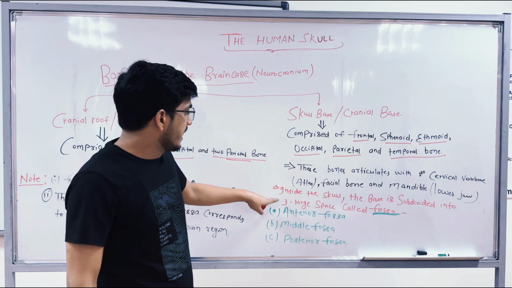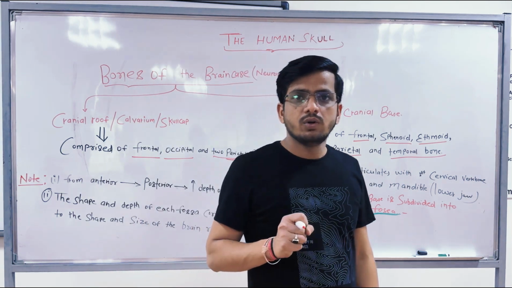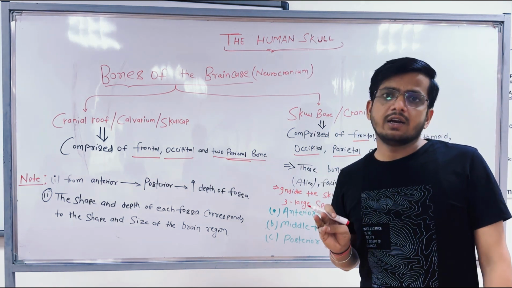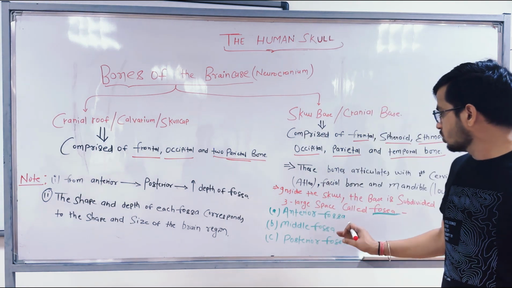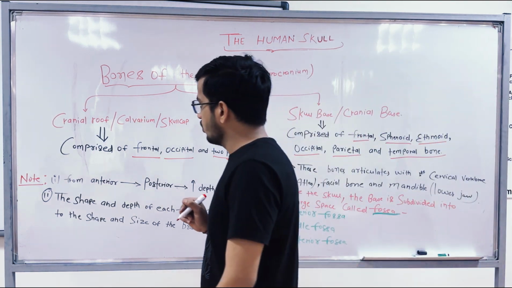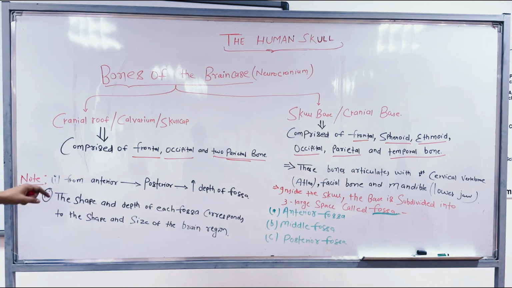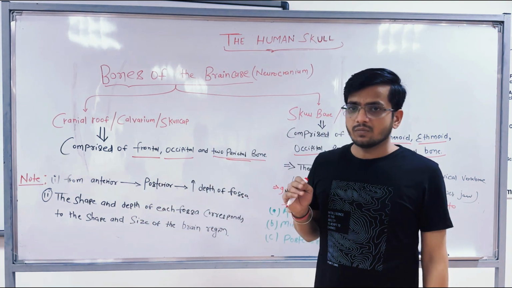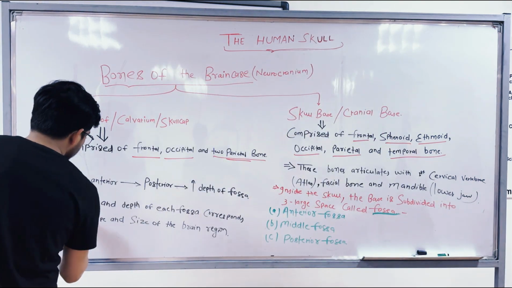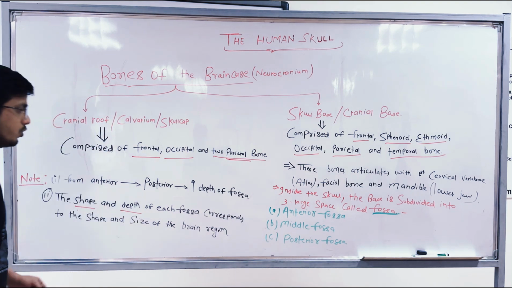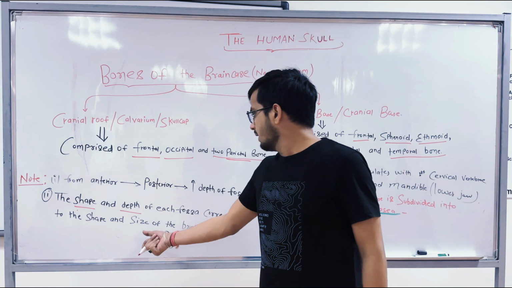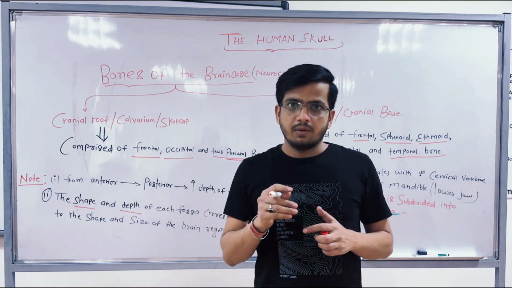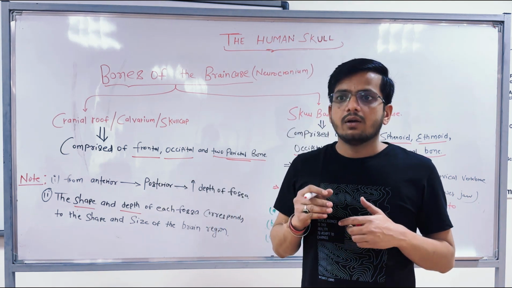Now inside the skull, the base is subdivided into three large spaces called fossae. We have the anterior cranial fossa, the middle cranial fossa, and the posterior cranial fossa. You have to note that when we move from anterior to posterior, the depth of the fossa increases, and the shape and depth of each fossa correspond to the shape and size of the brain region. It means whatever the size and shape of the brain region, the fossa will correspond to that region.